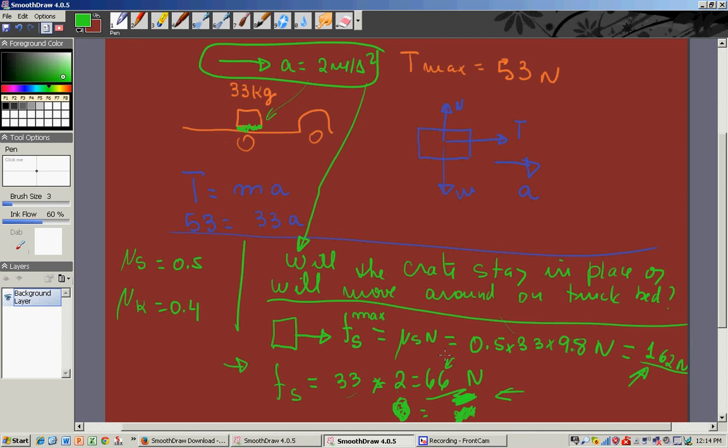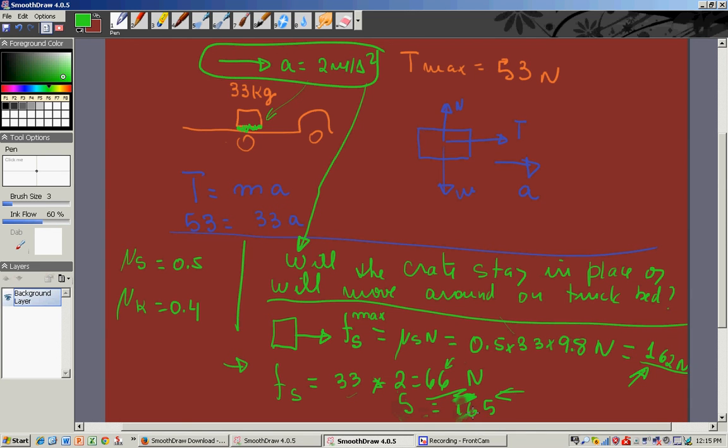It is this number here. Let me calculate that. When we calculate, the maximum static friction is 162, which is bigger than 66. Since the maximum static friction is bigger than the actual force that pulls the crate forward, which is the friction, then it's safe. The crate's going to stay in place.